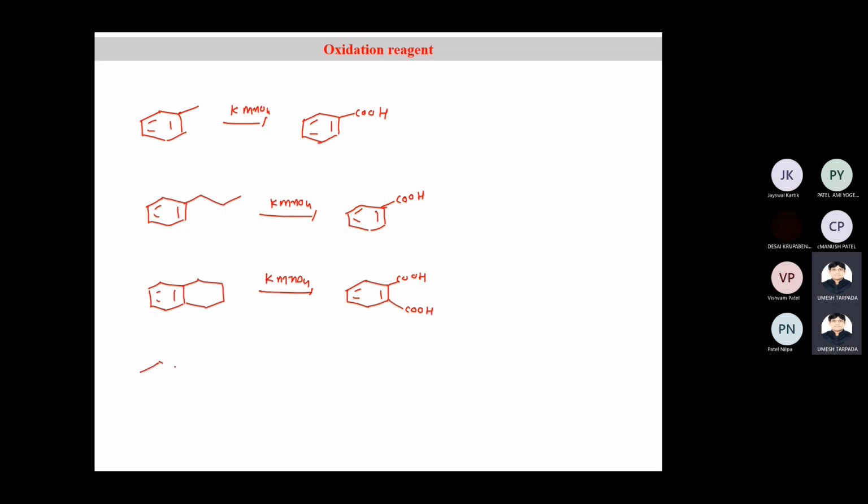If you have this type of compound which has no hydrogen available here, see, everywhere else there is hydrogen. Removal of hydrogen is called oxidation. Addition of oxygen and removal of hydrogen is called oxidation. But here hydrogen is not there. So in this case, if you use KMnO4, then there is no reaction. Reaction does not take place.